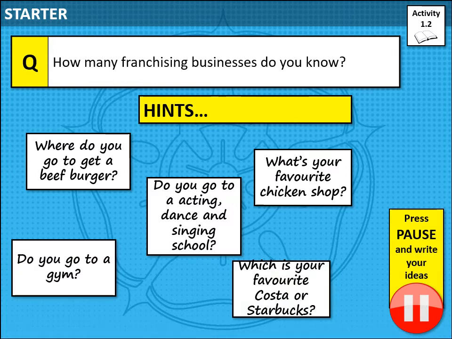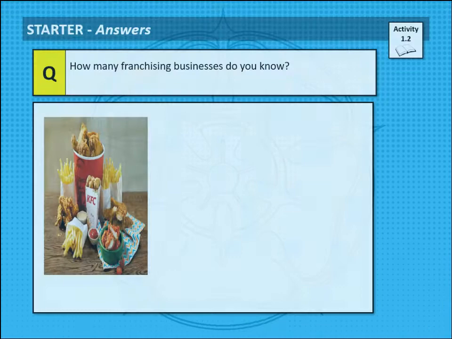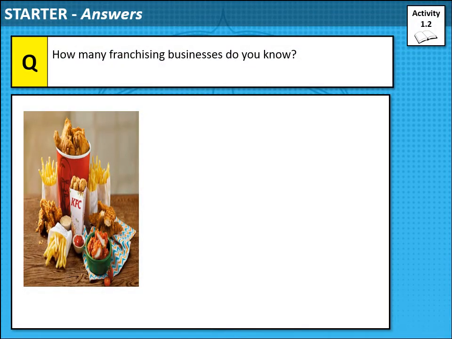Some other clues: do you go to a gym, and which is your favourite, Costa or Starbucks, for your coffee or your smoothie or a sandwich that you might have? I'd like you to pause there and write down your ideas. How many franchising businesses do you know? There's a big clue here with a picture. Some other ones are here.